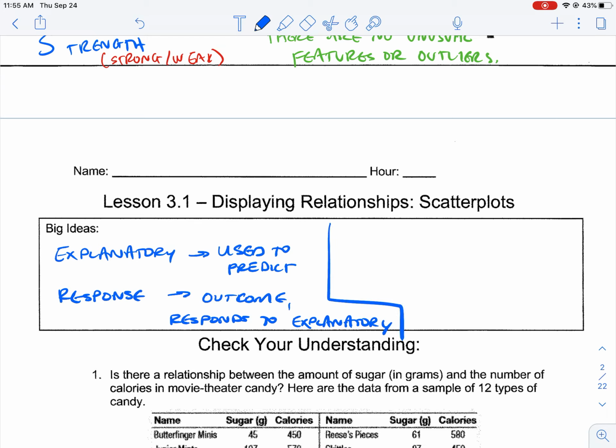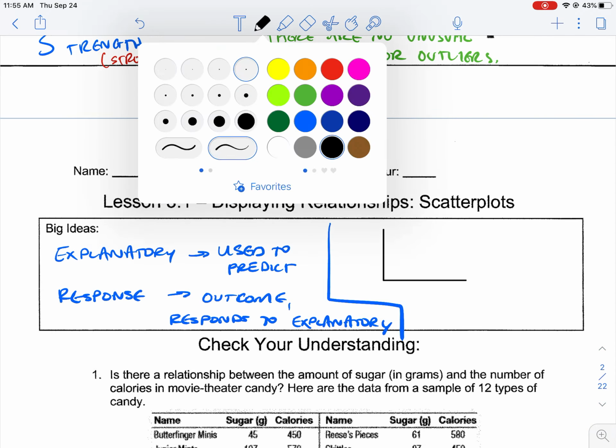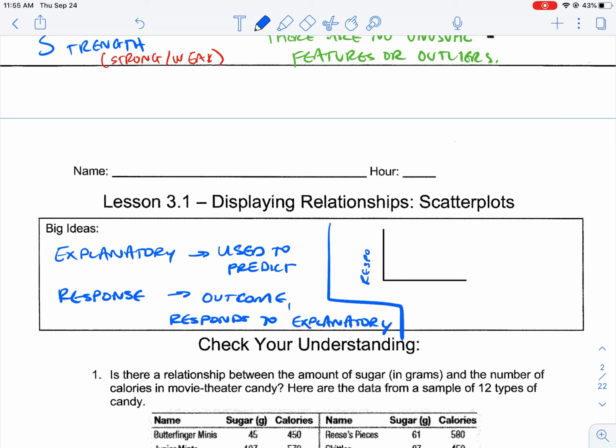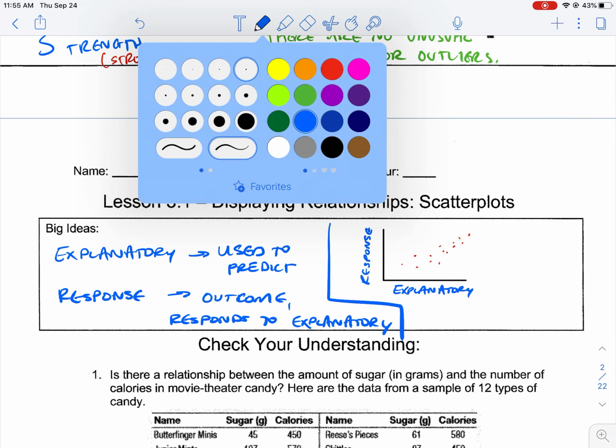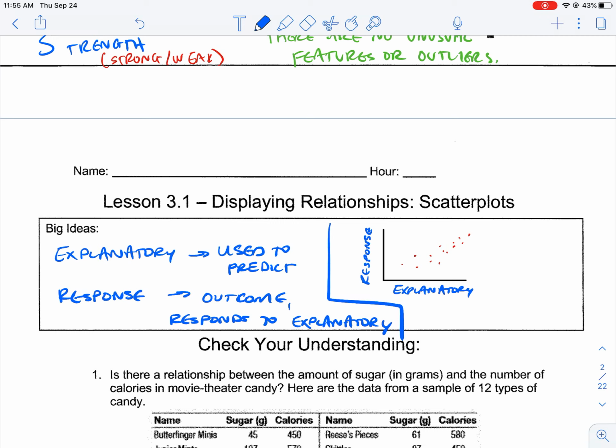And so that brings us to our next piece here, which is how do we plot these things and make our scatter plot. So if I draw myself a little tiny scatter plot here, on the side over here is going to be our response. We want to put that response up the y-axis. And on the bottom here is going to be our explanatory. And as we plot these things, they're going to have some sort of relationship. And really, that's the part in stats that we're most concerned about.